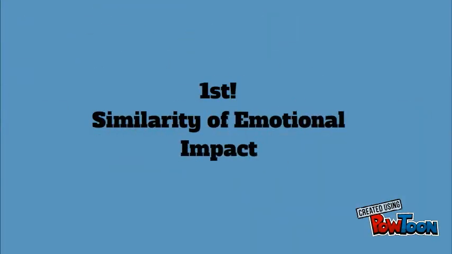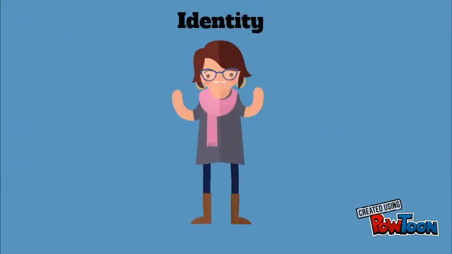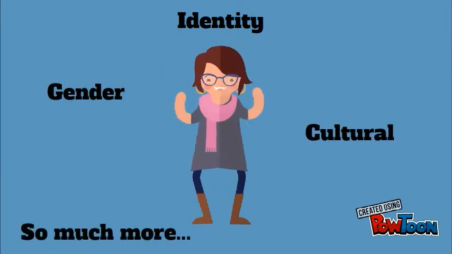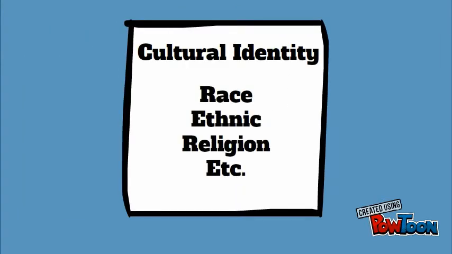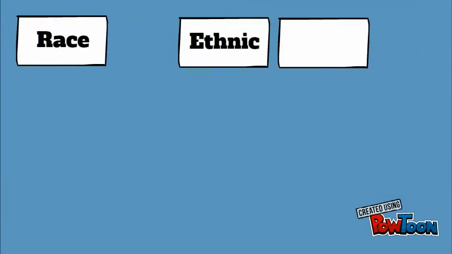To the first analysis, the similarity of emotional impacts. Let's start with the basic component of an individual, which is the identity. We have gender, cultural, and so much more. Now in this video, we're going to focus on cultural identity, and under it we have race, ethnicity, religion, etc. So under the same branch of cultural identity, let's examine the act of discrimination starting from race.